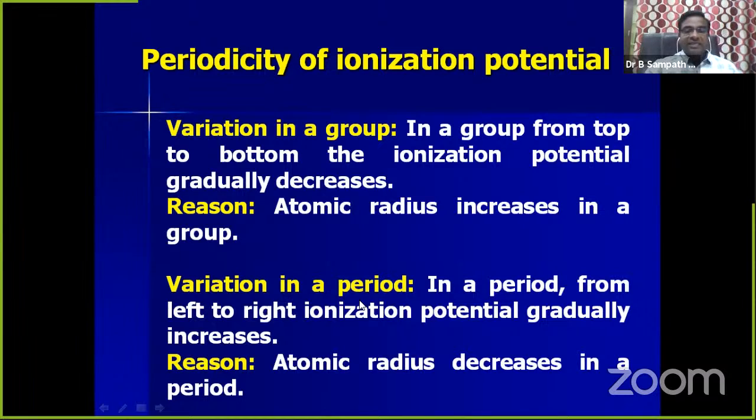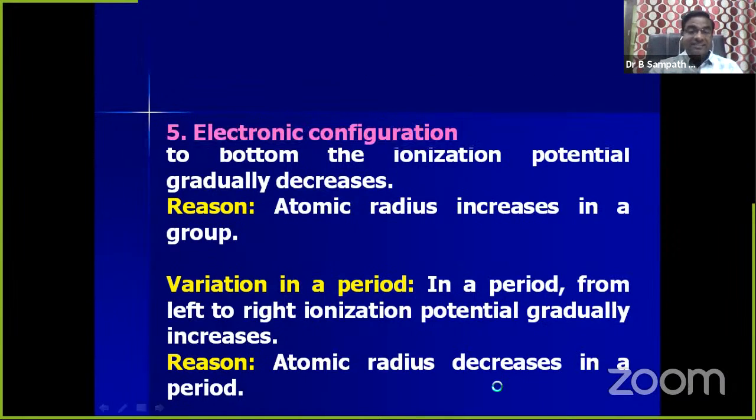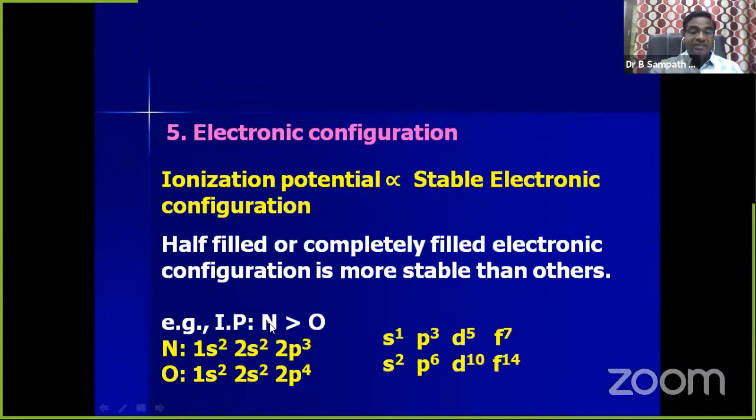Next, in a period, from left to right, ionization potential gradually increases. What happens, children? Ionization potential increases because atomic radius decreases. See here, just now we have seen that the atomic radius of nitrogen is greater than oxygen.